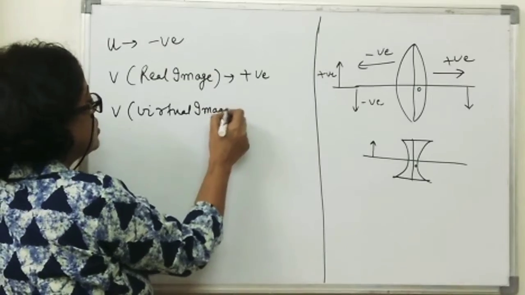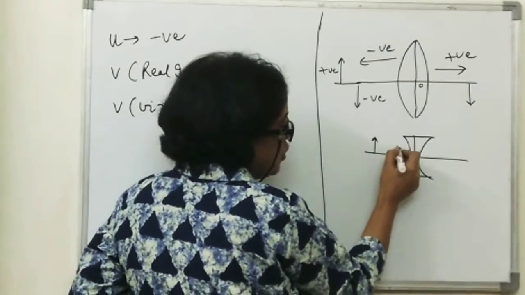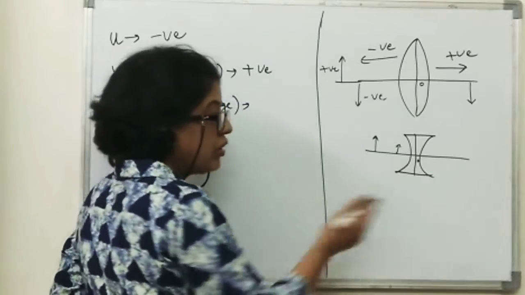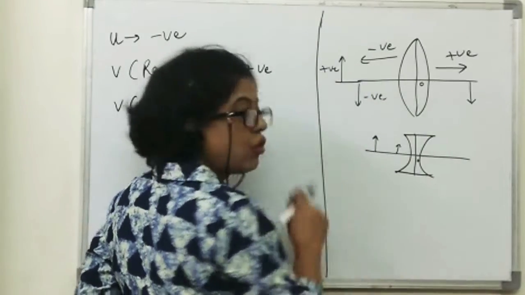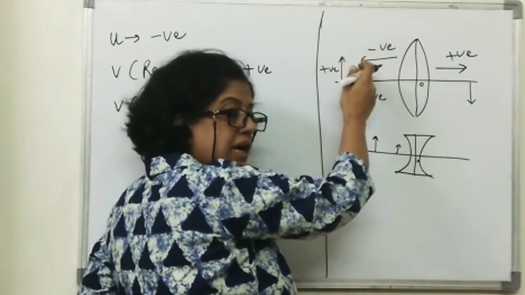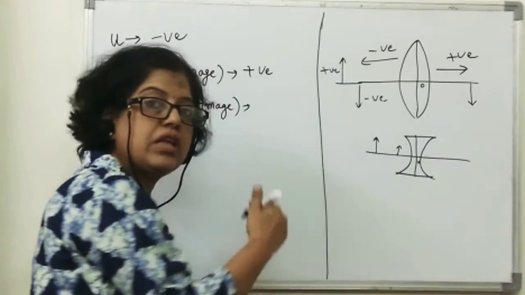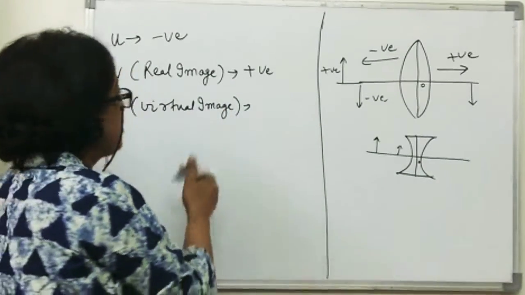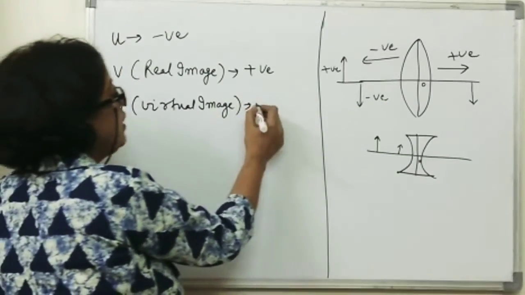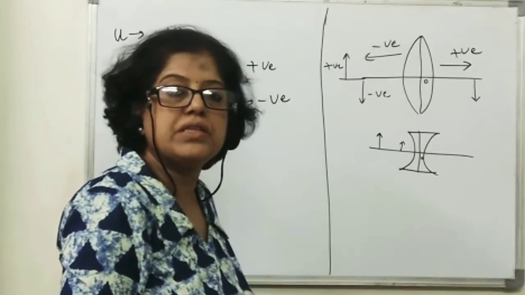Now virtual image, how is it formed? In a concave lens, if the object is here, the virtual image is formed like this on the same side as the object. Similarly, in a convex lens also, a virtual magnified image is formed on the same side of the lens as the object. So virtual image is always formed on the left of the lens. That means V for a virtual image will always be negative. The image distance of a virtual image will be taken as negative.